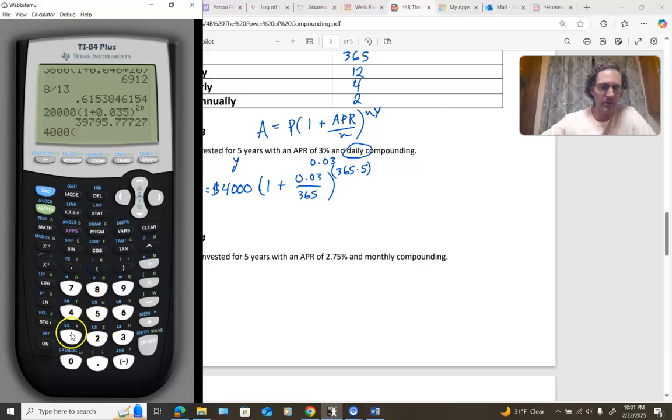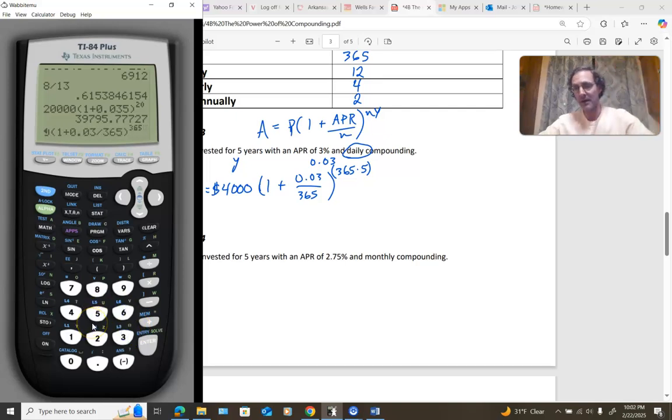4,000 times in parentheses 1 plus 0.03 divided by 365. Close those parentheses, and we'll raise this to a power. Now, if your cursor goes up there in the exponent's place, then you don't have to keep this in parentheses. Some of the older calculators don't actually put the cursor up there, and in that instance, you would need to use the parentheses.